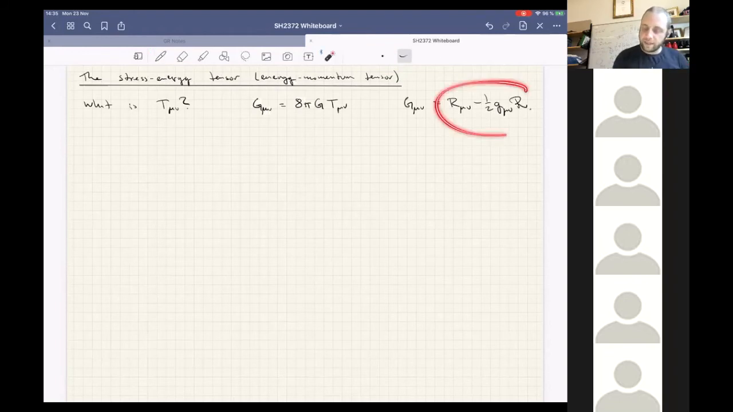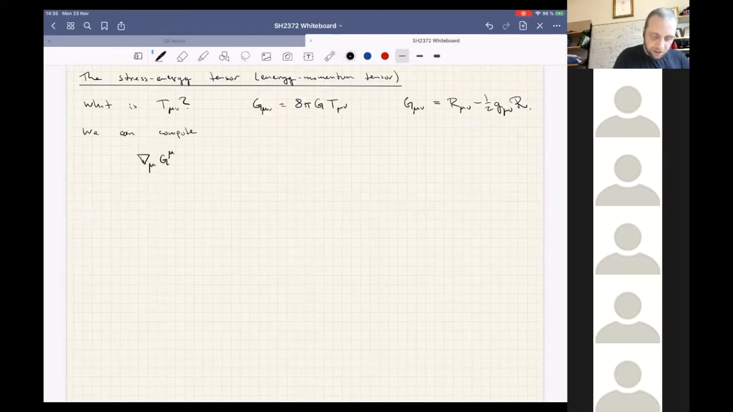So this thing here on the left-hand side only depends on the metric, and the connection only depends on the metric. So in particular, we can compute the divergence of G mu nu. I raised the indices and computed the divergence, which is taking the covariant derivative and contracting two of the indices. If you do this computation, it turns out that this is 0. Always. As long as you have the Levi-Civita connection, this is 0.